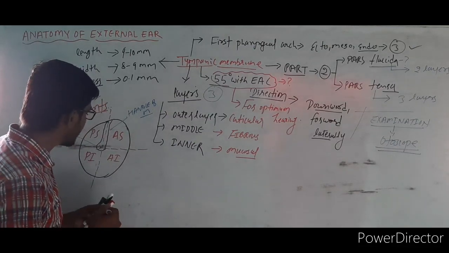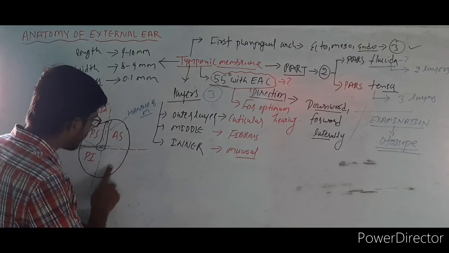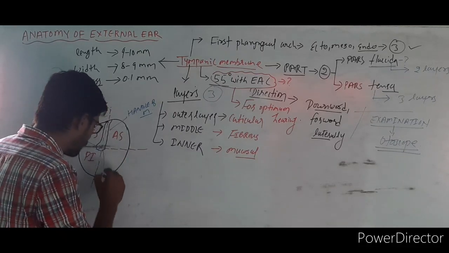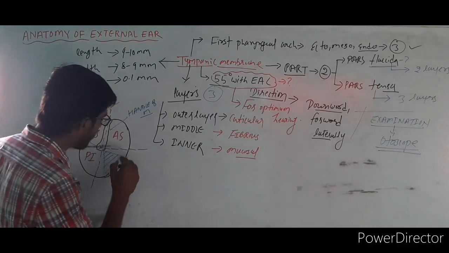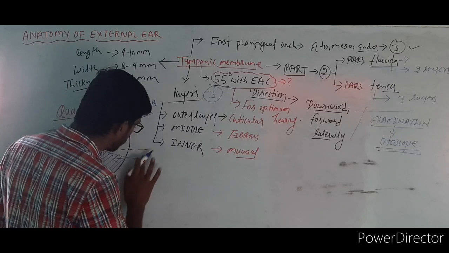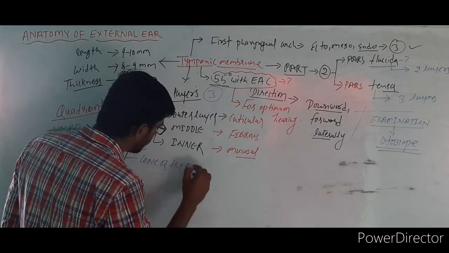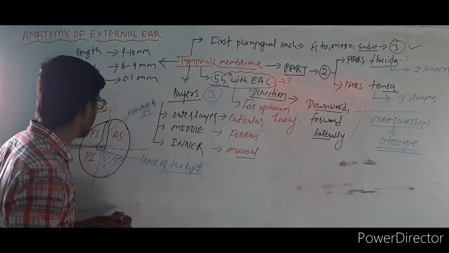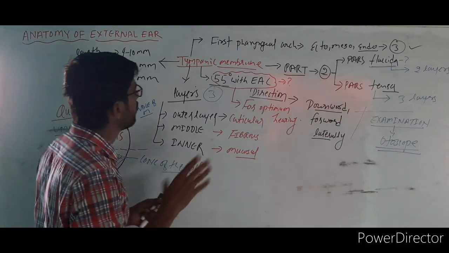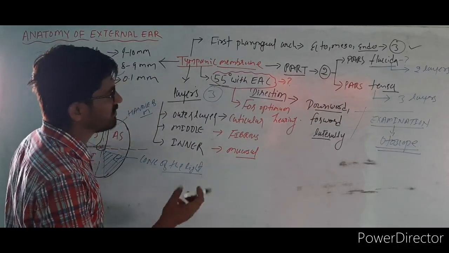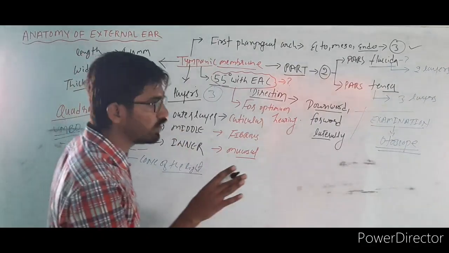One thing here: the cone of light will be present in the antero-inferior part. So the cone of light is in the antero-inferior part. So these are the tympanic membrane's features. Now see how to remember. It's very easy to remember the tympanic membrane, but if you still want to, one minute and I will tell you.